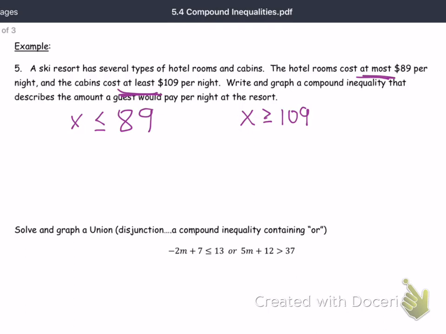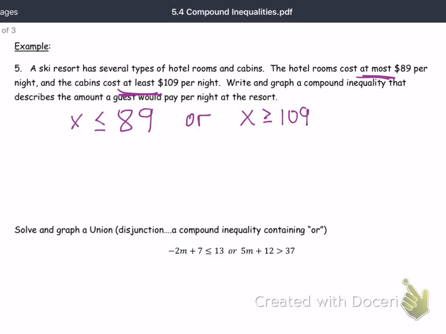Now the question is, is this going to be an and statement or an or statement? Now let me ask you, if you're traveling somewhere, would you book both a hotel room and a cabin, or would you book a hotel room or a cabin? You would probably book just one of those, right? Not both. And so this is going to be an or statement.